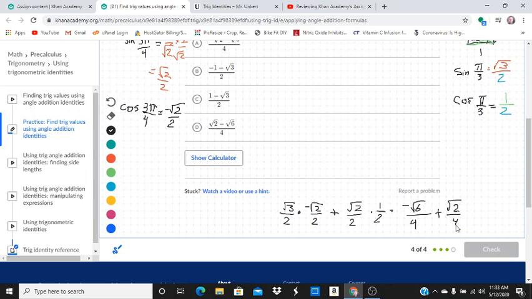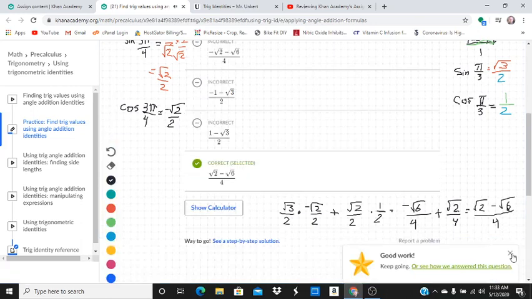So if we write these all over 4 and put the positive one first, we get square root of 2 minus square root of 6 over 4, which is solution D. Check that.